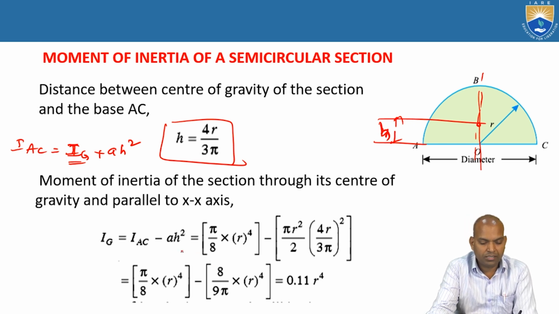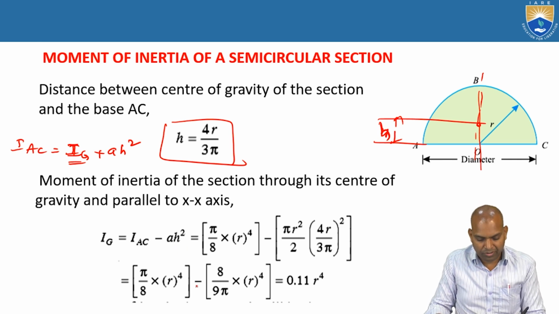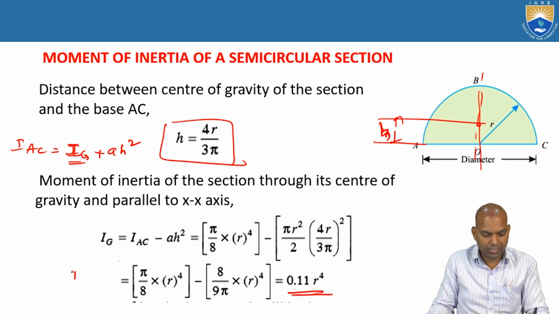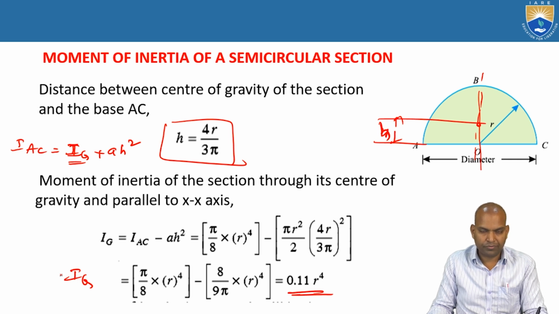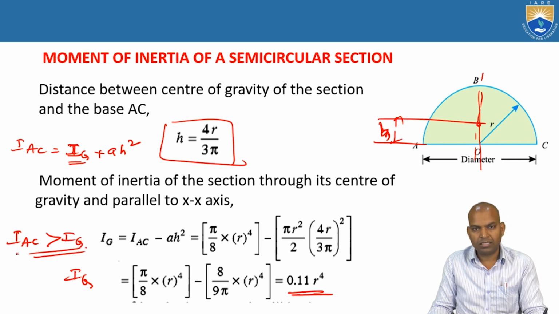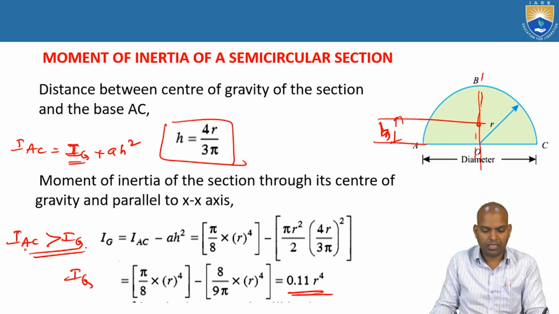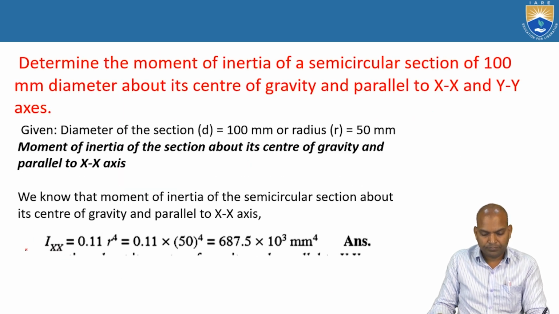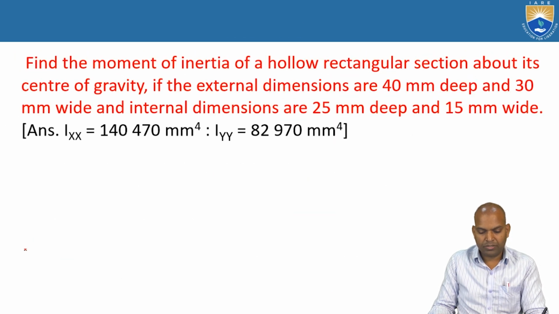What is that I AC here? I AC equals 0.393 times r power 4, or pi by 8 times r power 4, minus area pi r square by 2 times h square, where h equals 4 r by 3 pi. Then if you substitute it, we get 0.11 r power 4. So I about the base, I AC, is greater than IG, or I AC is the sum of IG and A h square. We covered these problems in the previous session.